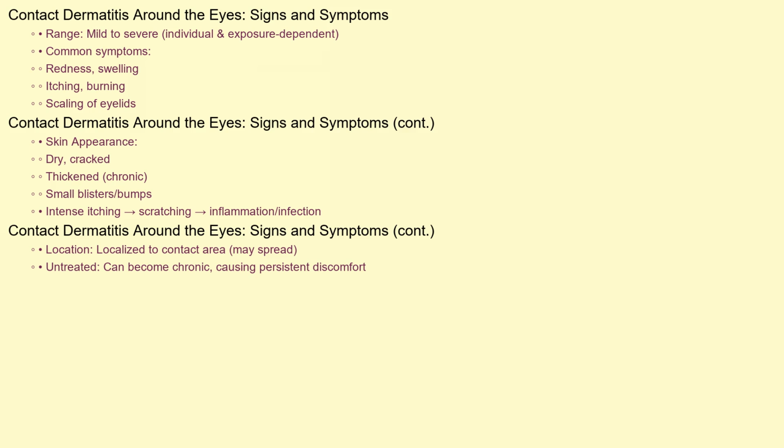The itching can be particularly intense, leading to scratching, which can further exacerbate the inflammation and increase the risk of secondary infection. Importantly, symptoms are typically localized to the area of contact with the offending substance, although they can sometimes spread to surrounding skin. If left untreated, contact dermatitis can become chronic, leading to persistent discomfort and potential complications.